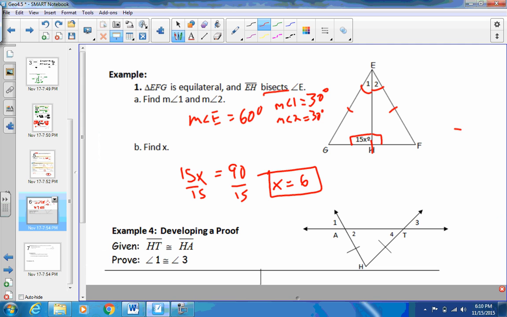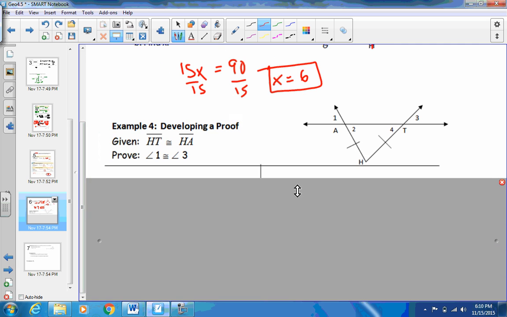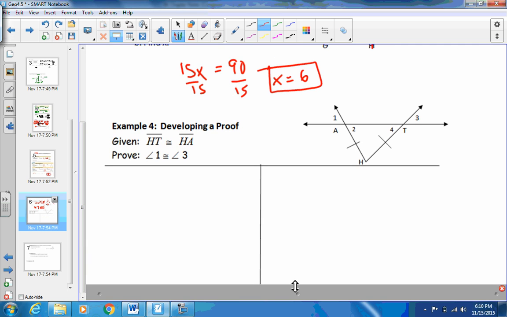Alright, we've got one proof that I'm going to have you try to do on your own. Try to do as much of this on your own as you can. You're given that segment HT and HA are congruent. Now think about it. That forms a triangle with two sides congruent. What type of triangle is that? We want to try and prove that angle 1 is congruent to angle 3. So it should only be a few-step proof here. Try that on your own, and we'll talk about it next time we see you.